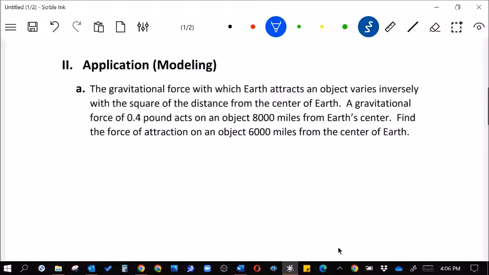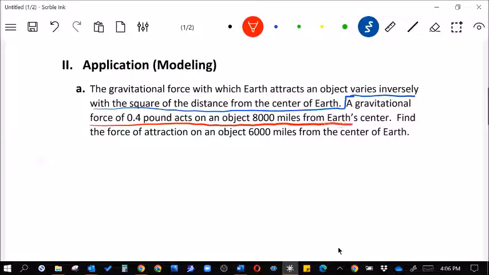The gravitational force with which Earth attracts an object varies inversely. Ooh, I got a nice telling us which one we're going to use. With the square of the distance from the center of Earth. In fact, this first line gives us the formula we're going to use. The second line, a gravitational force of 0.4 pounds acts on an object 8,000 miles from the Earth's center. If it's 0.4 pound, it's less than 1, so I actually don't put the S with it, just being careful of English grammar.